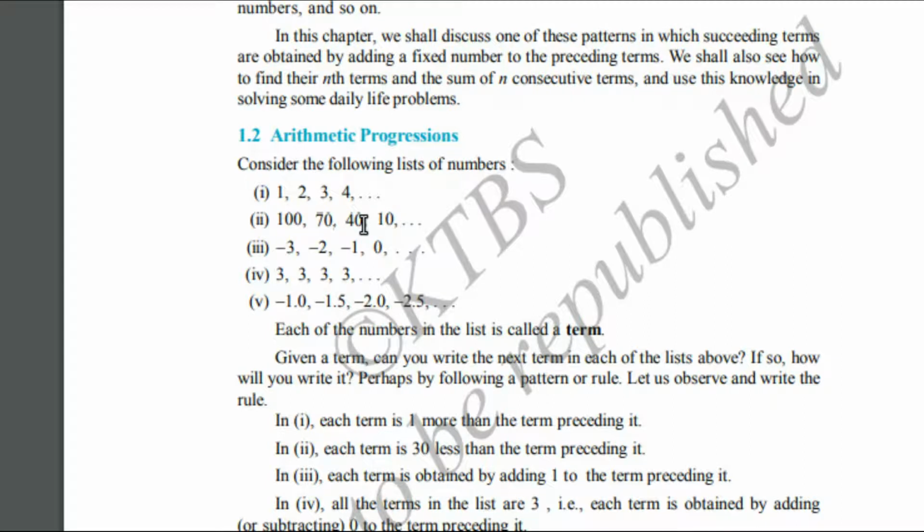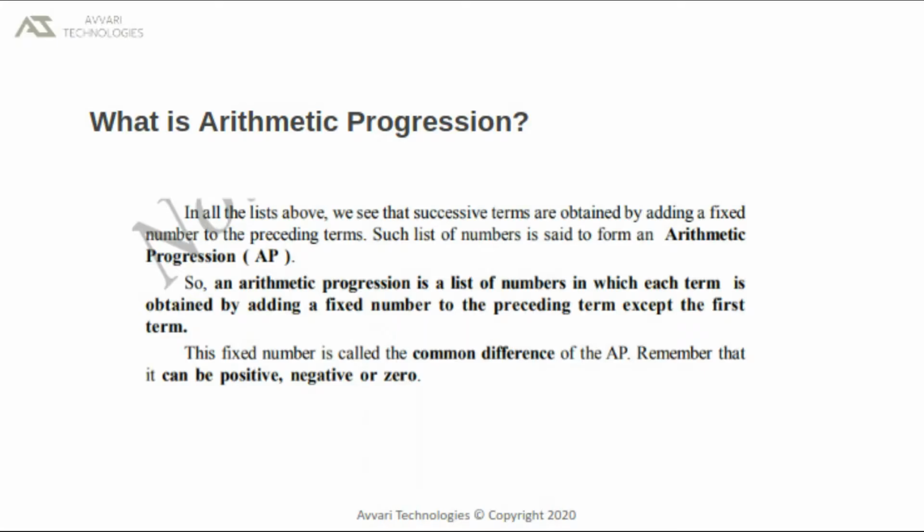10 minus 40 is minus 30. Again, the common difference is minus 30, and so on. This is a valid arithmetic progression since it has the same common difference throughout the list. Common difference in this case is negative.